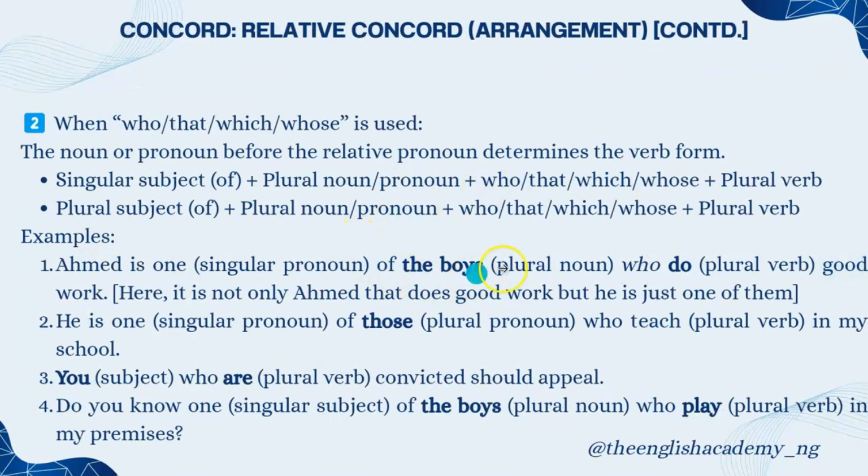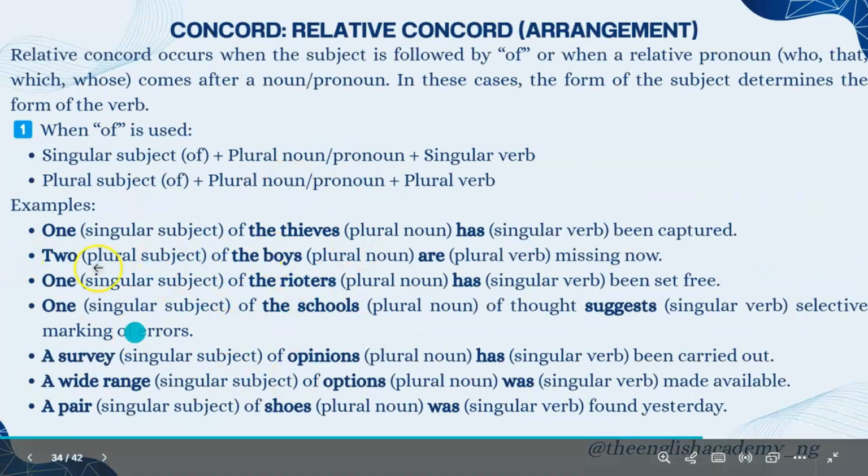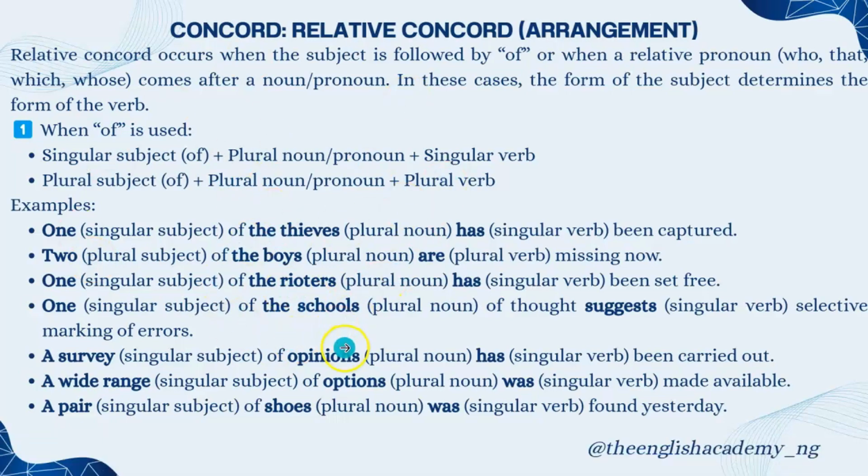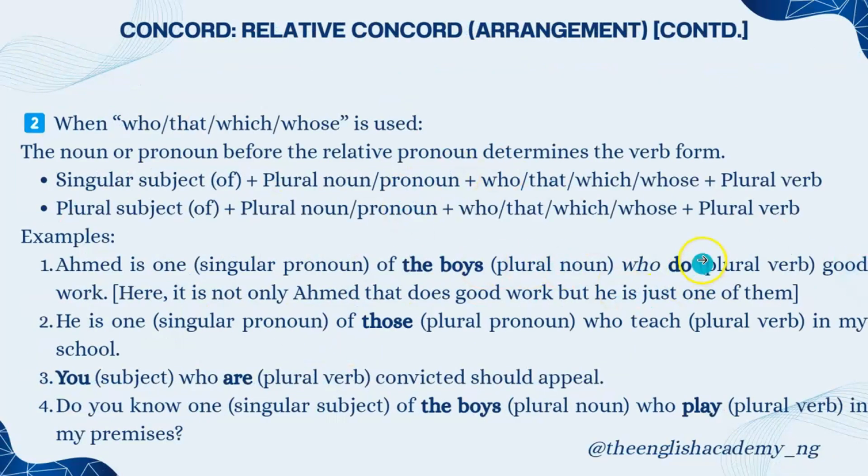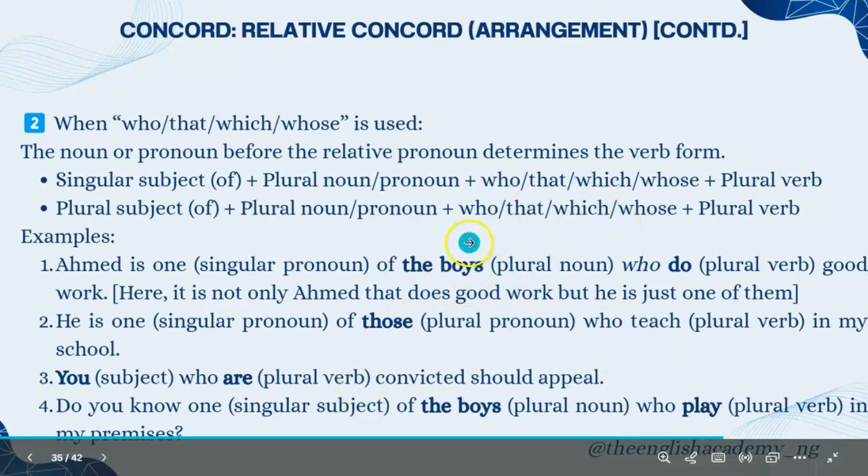Here, with these boys, you can see that we didn't really use the relative pronoun, right? But here the relative pronoun is introduced, and the relative pronoun here is who, right? Now the question is, this who is referring to which subject? Is it Ahmed or the boys? The who is referring to the boys. That's why we use a plural verb, which is do. Ahmed is one of the boys who do good work. Here, Ahmed is not the only one that does good work. Ahmed is just one of the many people that do good work.